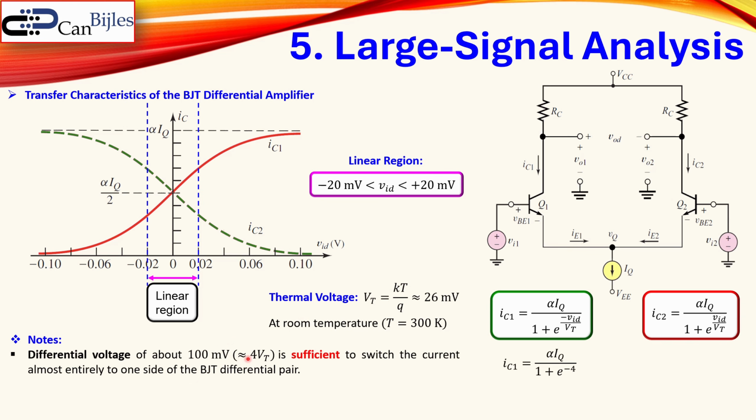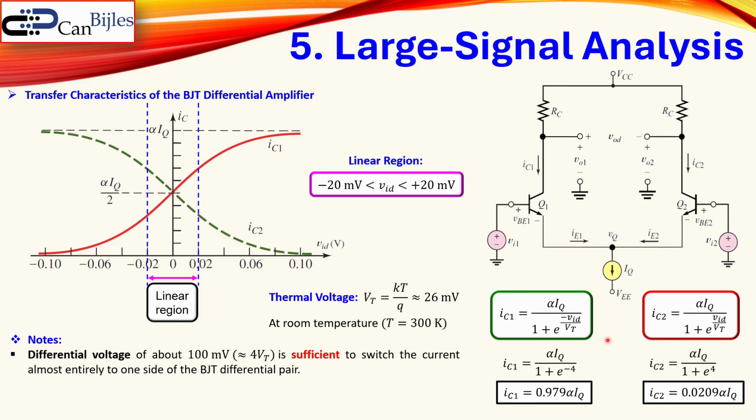Well, it means actually the following. So for example, if I make now 4 times VT, that is now shown here. That means this ratio will be just 4, so you get here e to the power minus 4. Now, if you type in e to the power minus 4, that is actually a very small value, and if you do that also here, e to the power 4, that is actually a very large value compared to 1. So if you now calculate that, IC1 is approximately 0.98 times the alpha IQ. Now this alpha is approximately 1, so you can say 98% of the tail current is now flowing in this branch, which is IC1.